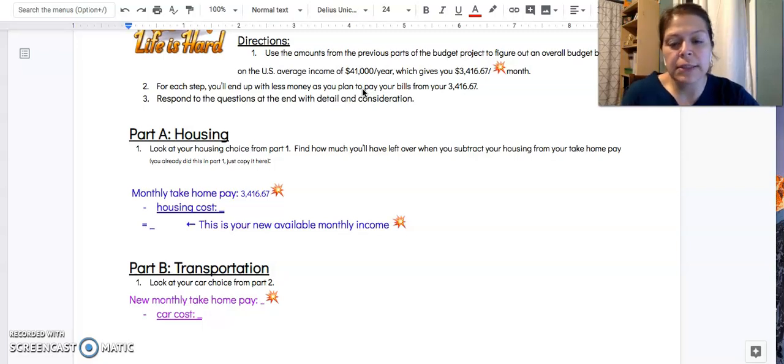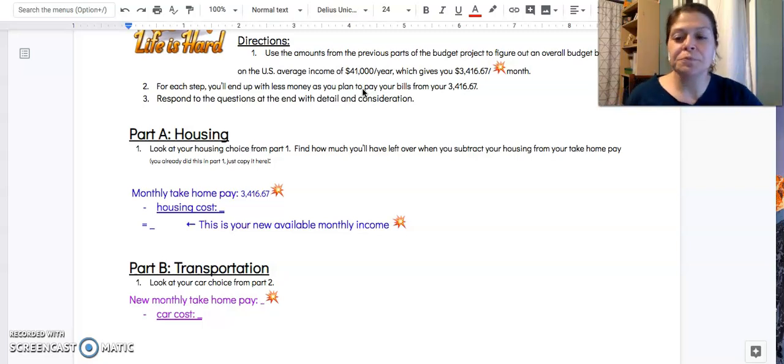Direction number 1 says, use the amounts from the previous part of the budget project to figure out an overall budget based on the U.S. average income of $41,000 per year, which we calculated gives you $3,416.67 per month in a world without taxes. Step 2. For each step, you'll end up with less money as you plan to pay your bills from your $3,416.67. So every time you pay another bill, you have less money.